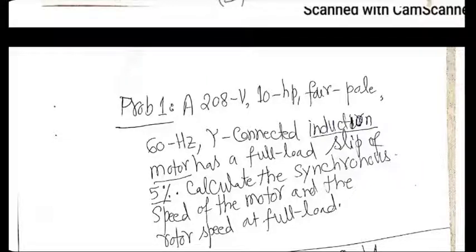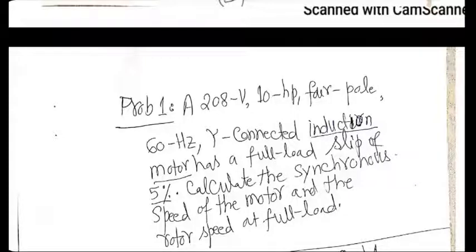A 208 volt, this is line to line voltage rather, 10 horsepower, 4 pole, 60 hertz, Y connected induction motor. Obviously, it's a three-phase induction motor because they are telling you Y connected. It has a full load slip of 5%. Calculate the synchronous speed and the rotor speed at full load. It should be very easy.